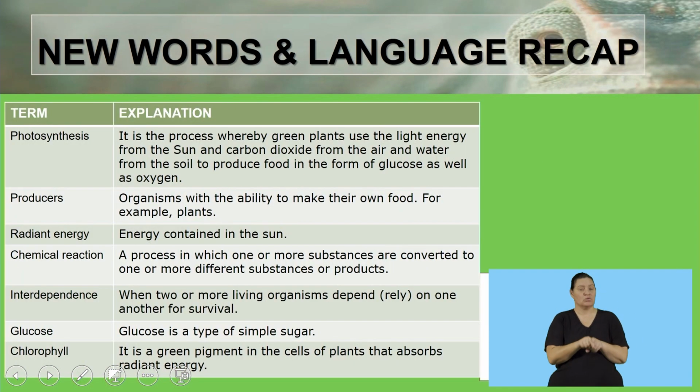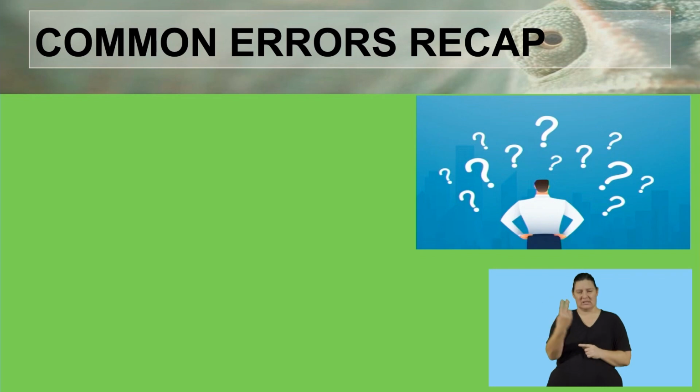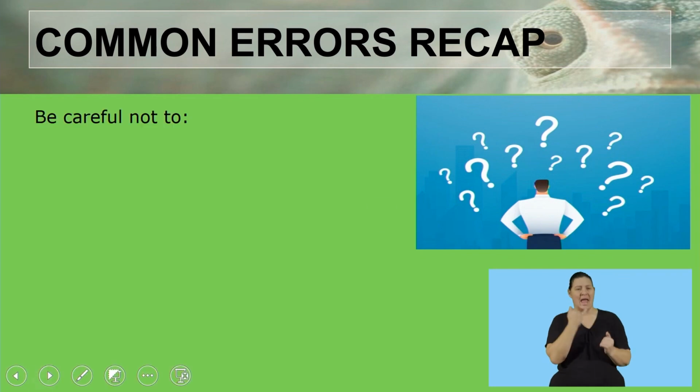We were also introduced to new terms. We defined photosynthesis. We spoke about what producers are. We spoke about what radiant energy is. We spoke about the chemical reaction. We also defined interdependence. We defined glucose. And lastly, we defined chlorophyll. Before we wrap this lesson up, I just want to bring your attention to a few mistakes that we normally make when we are dealing with photosynthesis. So we are going to look at the common errors for this lesson.